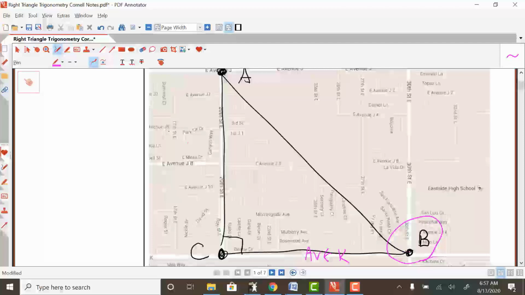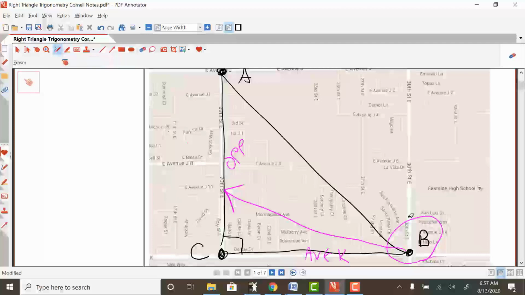And if I'm standing in this corner, if I look opposite or look across, what do I see? This would be the opposite street. This would be the opposite side. So if I'm on corner B, the adjacent street is Avenue K. The opposite street is 20th. Notice, when I ask this question, I'm asking which street, not streets. Which street am I standing on? Which street is opposite from me?